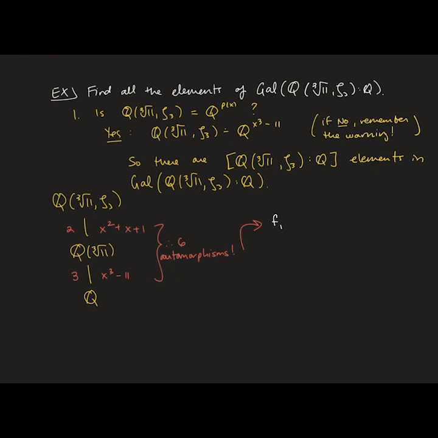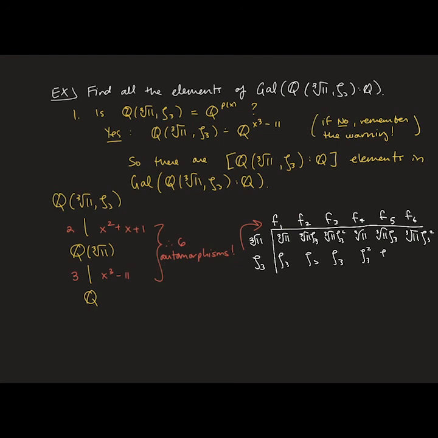So we make our little automorphism table with F1 through F6, and we figure out where we're going to send cube root of 11 and zeta 3. Well, cube root of 11 has to go to cube root of 11, cube root of 11 zeta 3, or cube root of 11 zeta 3 squared. Those are the possibilities. And while cube root of 11 is deciding where to go, zeta 3 either goes to itself or to zeta 3 squared. And that is a pretty complete description of the automorphisms in our Galois group. Complete enough for homework and for writing assignments.